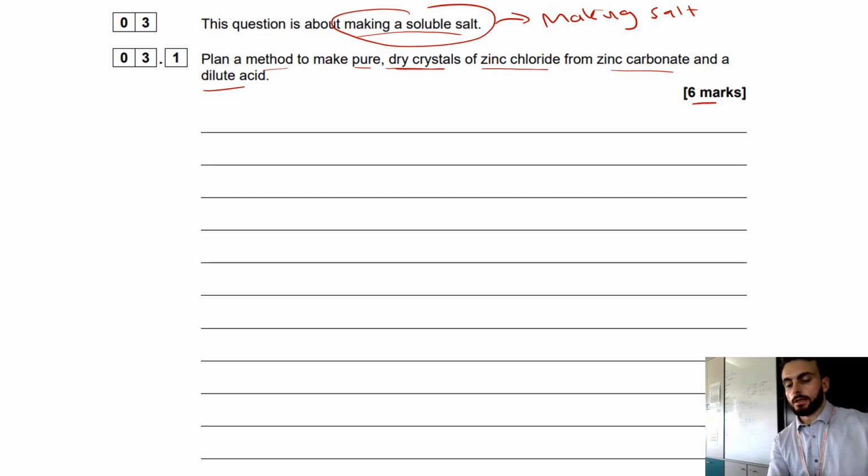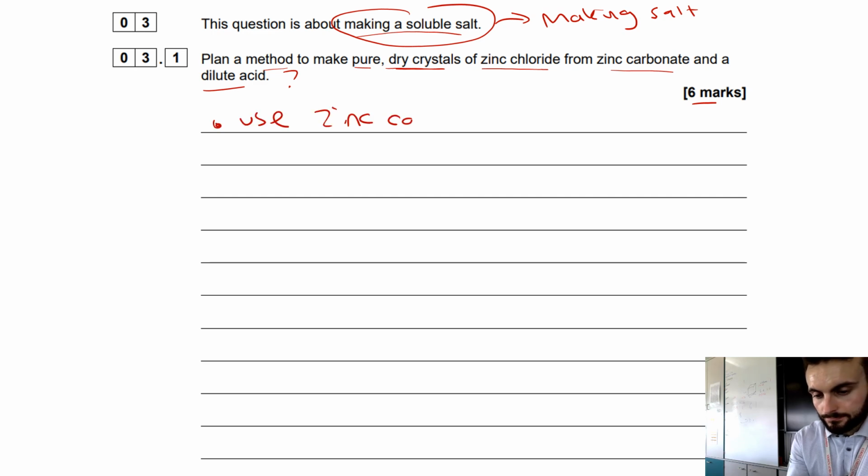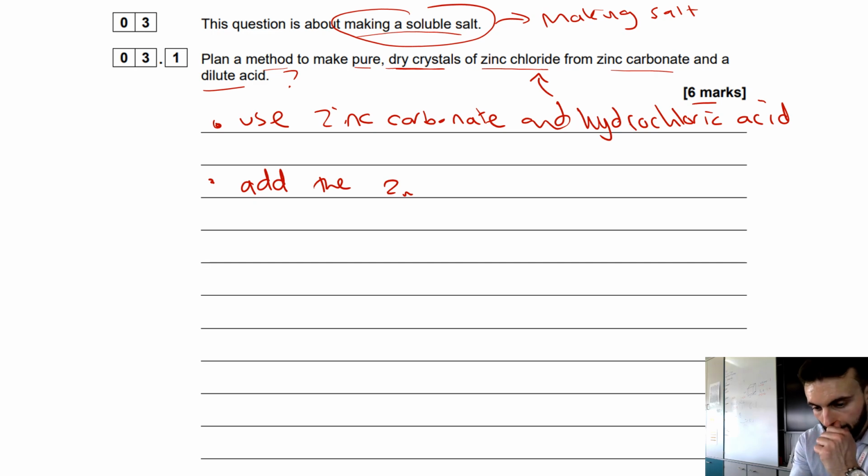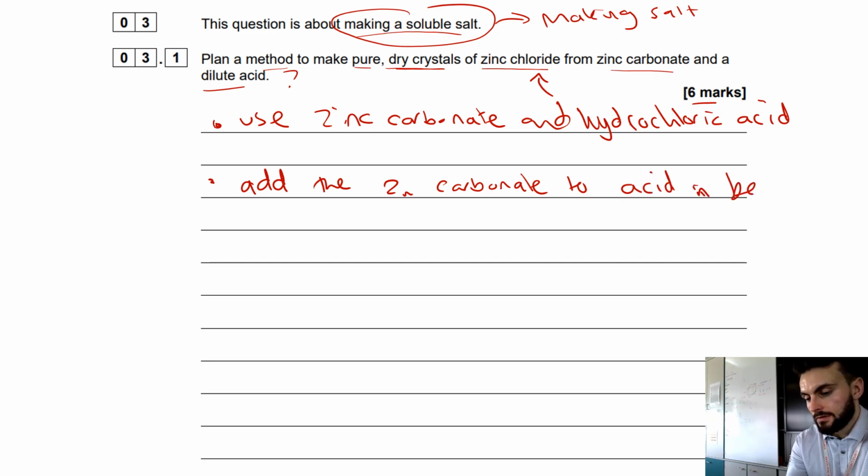The first thing I would think about is, what is this dilute acid that they've not named? So the first thing you can add is, you're going to use zinc carbonate and hydrochloric acid, because it's zinc chloride that it's forming. Okay. Then first off we can get a mark for saying add the zinc carbonate to the acid. Right. In a beaker, you can specify, make it accurate, stir it.